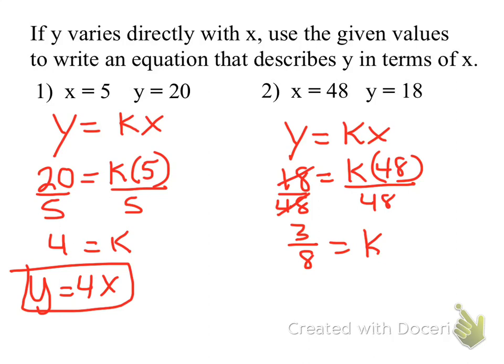So what would my direct variation equation be, Sadat? Y equals 3 over 8x. Did anybody get a decimal? Yeah. 0.375. 0 and 375 thousandths. All right. There it is.